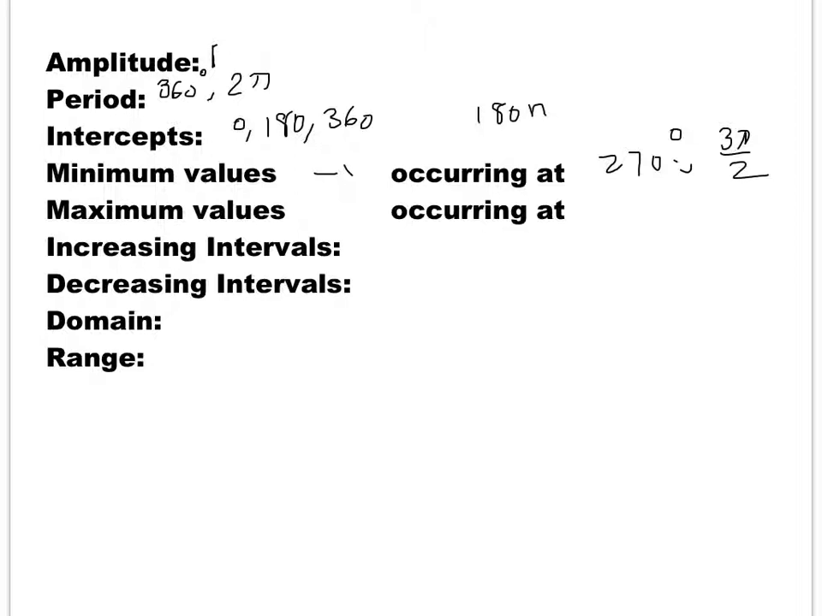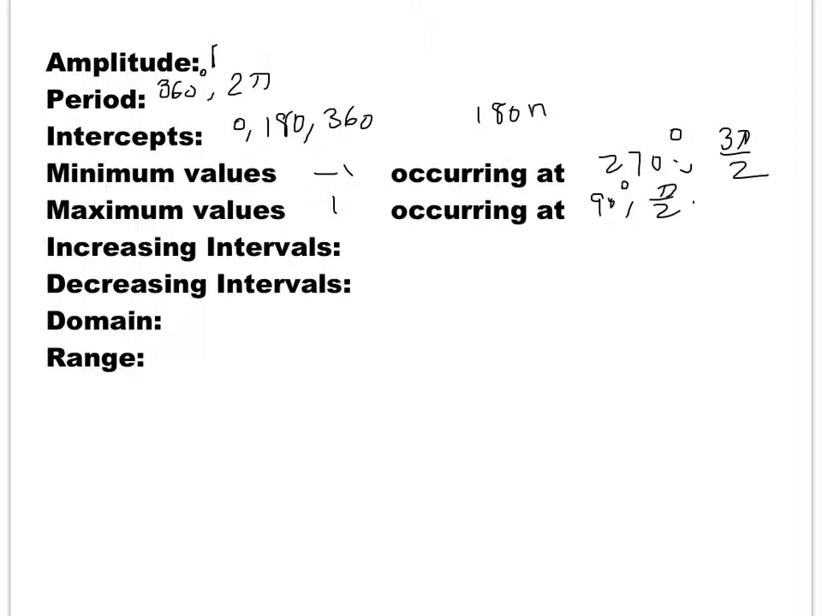Now, what is the maximum value of the function? Yes, Amanda. 1. And when does it happen? 90. What is the radian one? How do you represent it in terms of pi? Yes, Jan. Pi? No. Pi is 180. Pi divided by 2. So the answer is 1, and it's 90 degrees, or pi over 2.